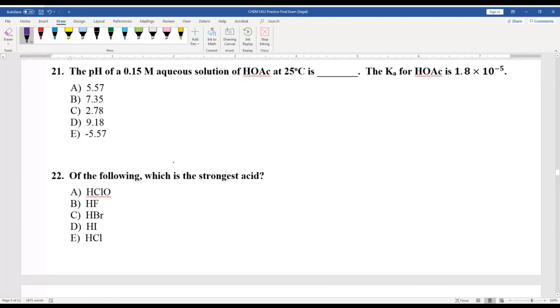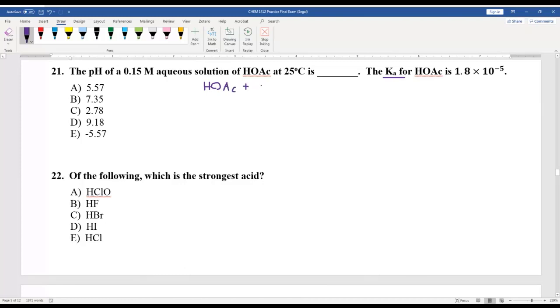Number 21. This is the standard weak acid equilibrium equation. What is the pH of a 0.15 molar solution of this? The Ka value is 1.8 times 10 to the negative fifth. Anytime you see Ka and Kb, those are always weak acid or weak base reactions with water. It's Ka, so it's a weak acid reaction with water.